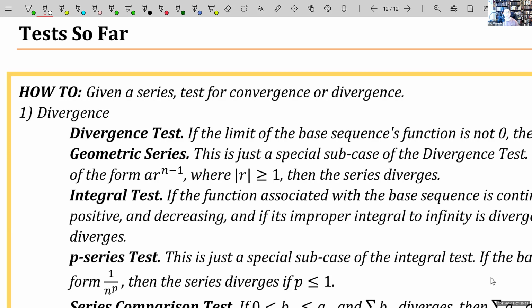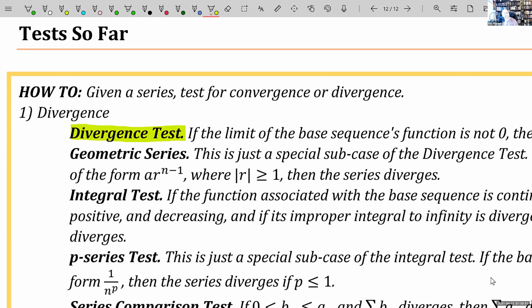So given a series, in my opinion, probably the best first move is to check the divergence test. Just check the limit as n goes to infinity of the sequence. If that is non-zero, then the series will diverge. Very, very fast, easy, very nice.